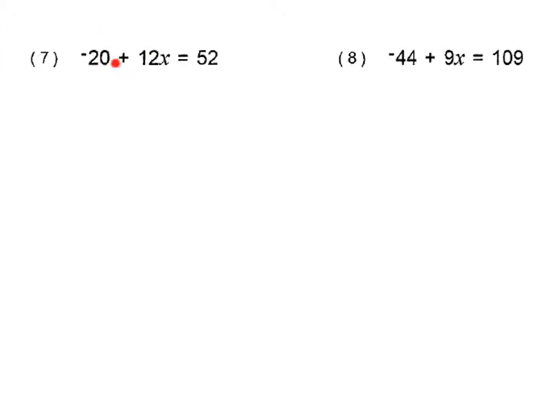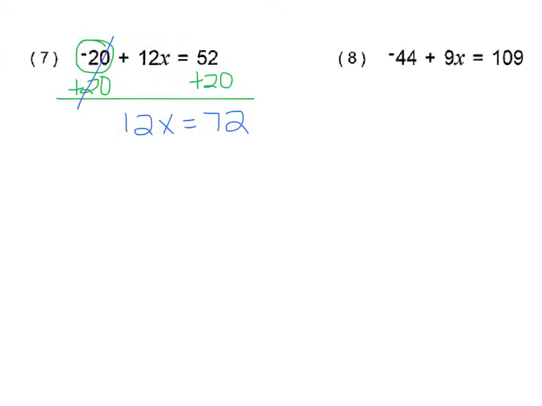It's being added to the 12x. So to get rid of it, it's like saying subtract 20. So we're going to add 20, which would be the inverse, to both sides. So the 20s will cancel, and we'll be left with 12x equals 72. So to get rid of the 12x, we're going to divide by 12 on both sides. The 12s will cancel, leaving us with the x all by itself. And we know that 6 times 12 is 72, and that's my answer.